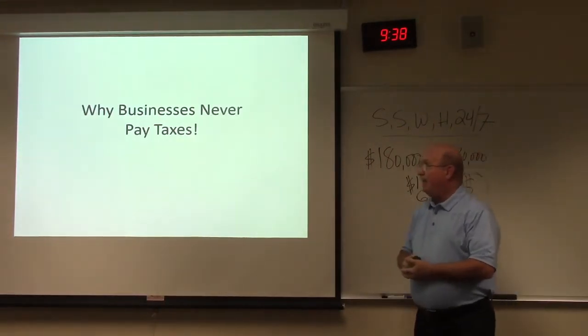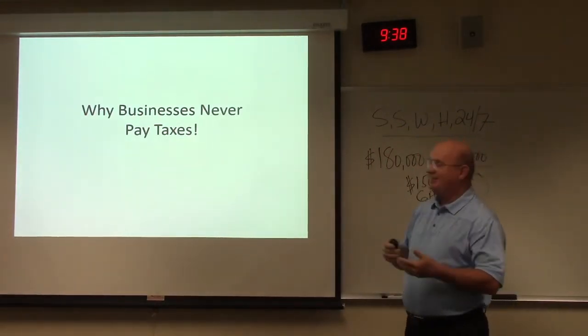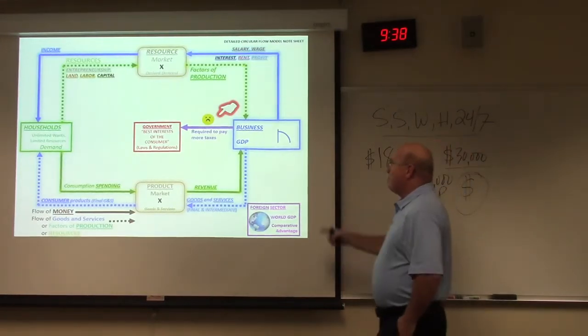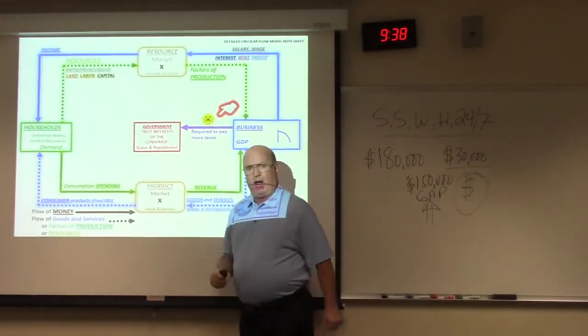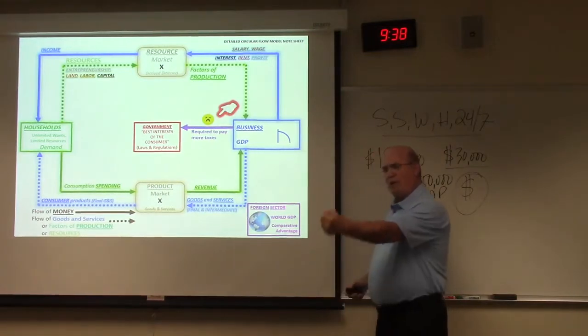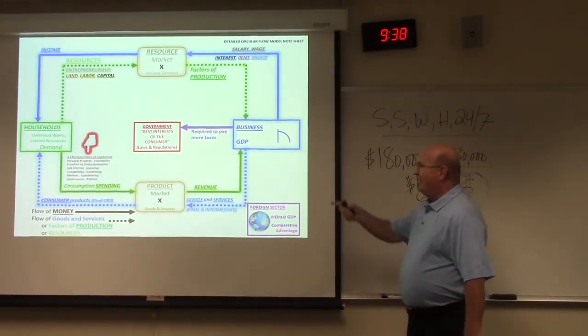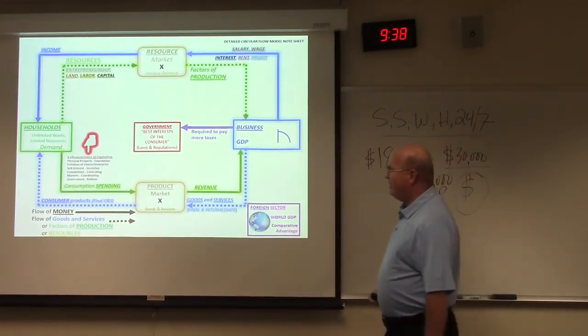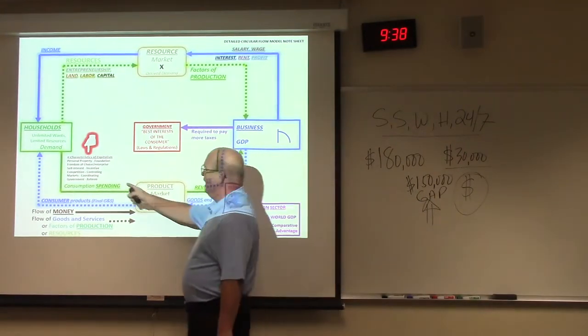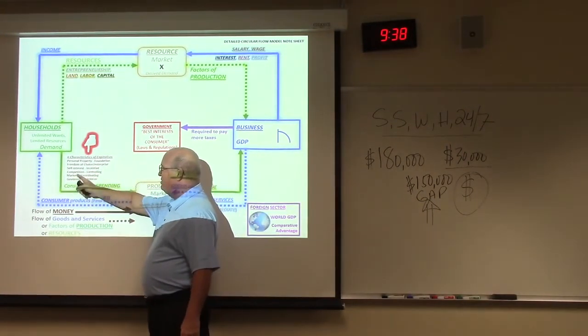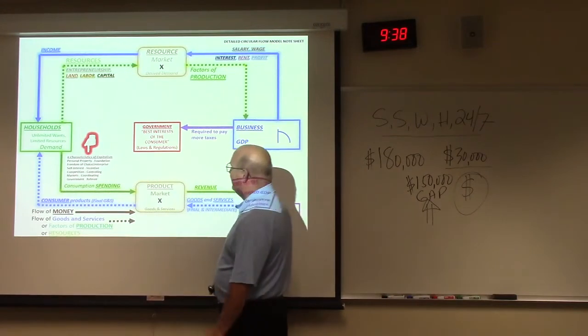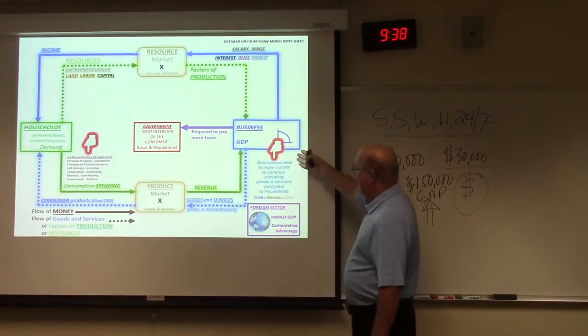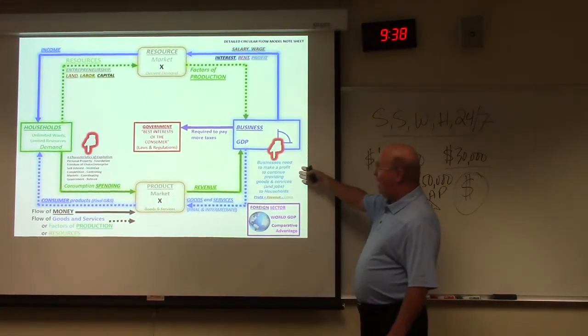Right? Now, why businesses never pay taxes? This is my best part. Business is required to pay tax. Government says, we want more money. Well, remember the 6 characteristics of capitalism, right? Personal property, freedom of choice, self-interest, competition, markets, and government. They're all there. But you also have to remember, business needs to make a profit.